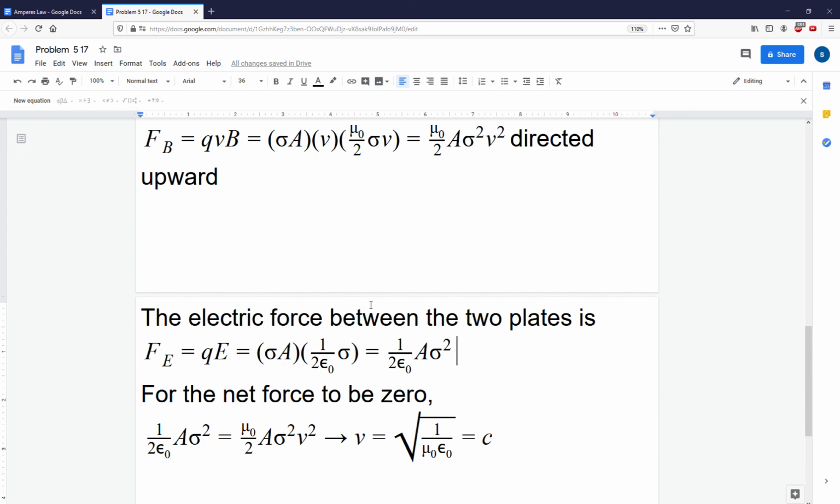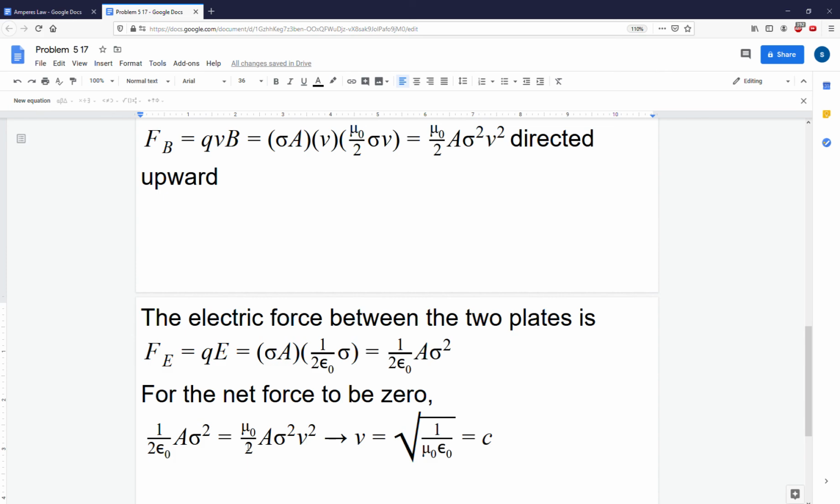And so that's what we do next. This is the electric force, this is the magnetic force, and we see already that it doesn't matter the area, and it doesn't even matter the charge density. Those terms will cancel when we're trying to say when are these two forces equal. And this kind of makes sense because when we were talking about when electric force and magnetic force cancel on a particle, we found that the charge likewise didn't matter because both were linearly proportional to the charge. All that's left is this 1 over 2 epsilon naught here and mu sub naught over 2 times v squared here.